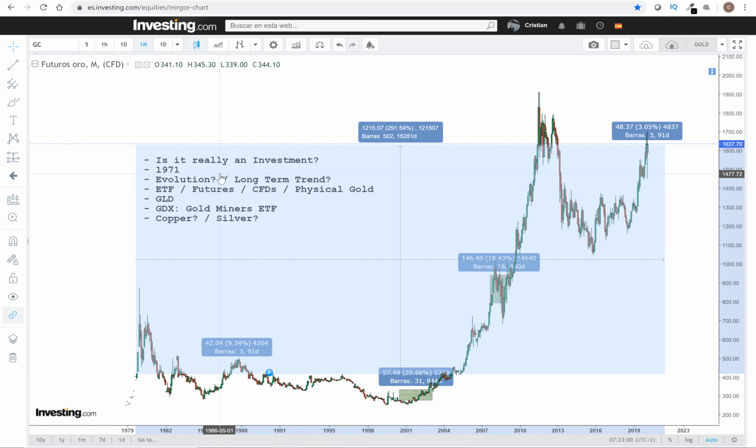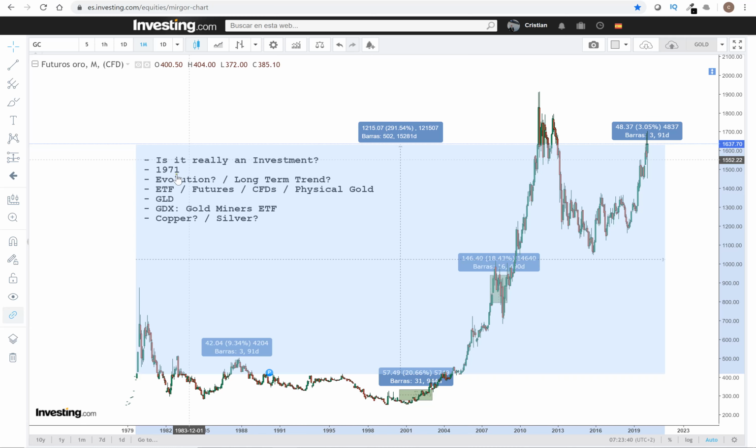Is gold in reality an investment? Based on Warren Buffett's words, gold is not an investment because gold itself doesn't generate future cash flows. Gold is basically an asset that we buy to protect our portfolio during tough times, during inflation times. So that's one important thing: if we compare gold with the stock market, we are comparing two different things.